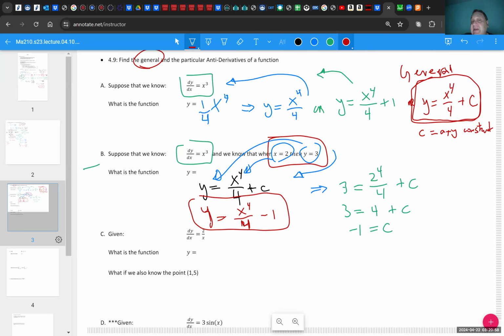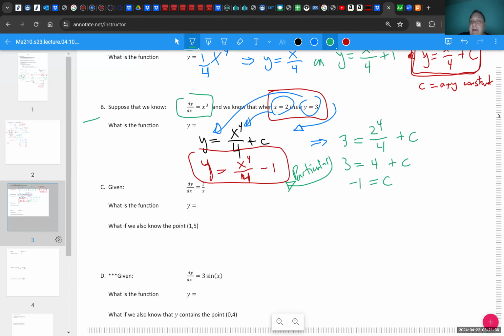If we know some particular values of x and y, then we can find a particular solution. So this is a particular solution here, because we have a value of c this time. So this is a particular antiderivative because we're able to discover the particular value of c. So there's the definition of general and particular antiderivatives. Start with a derivative function, go backwards. You either get a plus c or you can discover the value of c, and that gives you your general and particular antiderivatives.